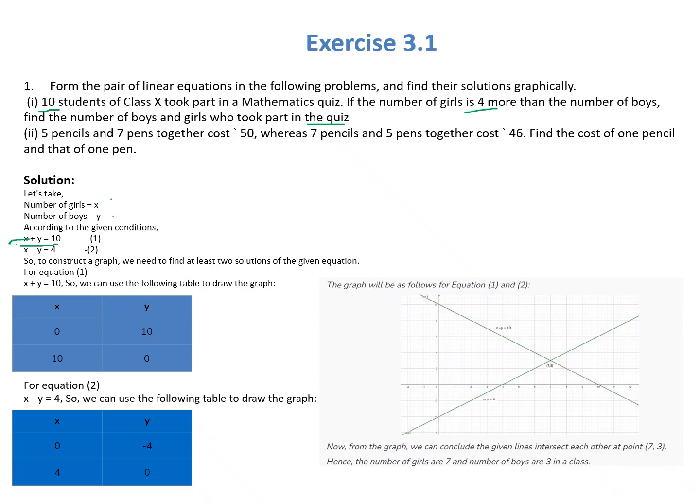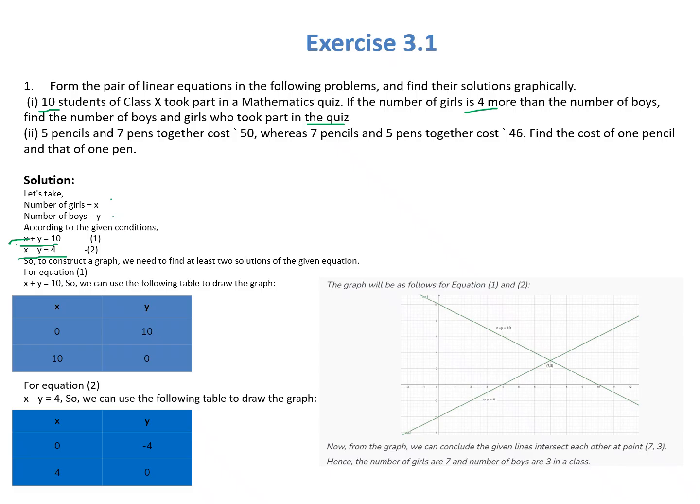This is the first equation. The second relationship is that the number of girls is 4 more than the number of boys, which means that if we subtract the number of boys from the number of girls, we get 4. So girls minus boys is equal to 4, that is, x minus y is equal to 4. This is the second equation. We'll solve these equations with the help of a graph. We are going to put the value of x as 0 and get the value for y. Likewise, we'll put the value of y as 0 and get the value for x.